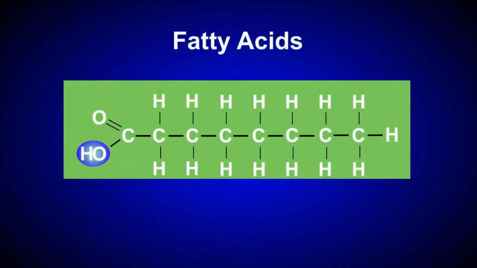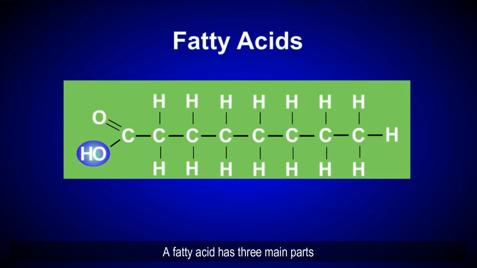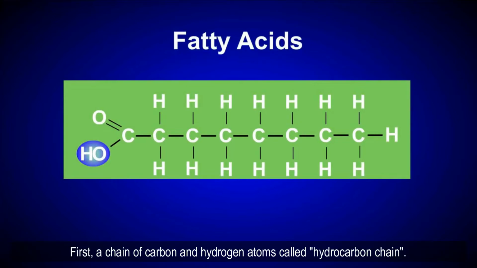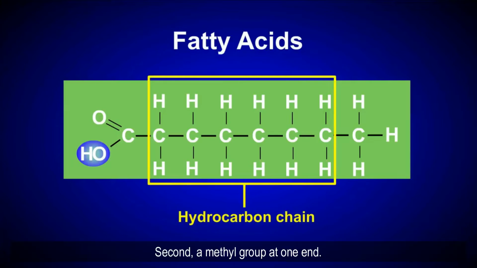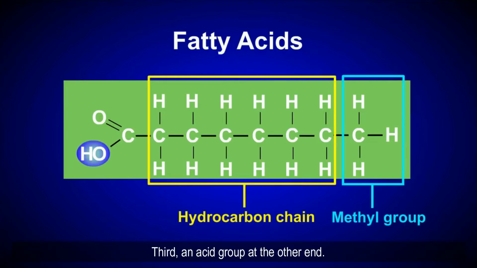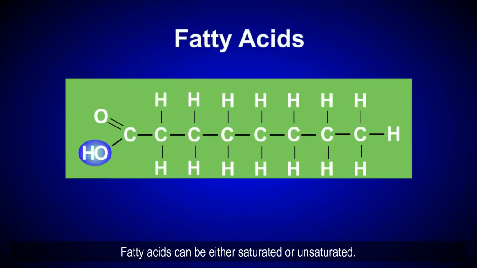Now let's take a look at the fatty acids. Fatty acids have three main parts. First, a chain of hydrogen and carbon atoms, which we call the hydrocarbon chain. Second, a methyl group at one end, and the third one is an acid group at the other end. Fatty acids can be saturated or unsaturated.